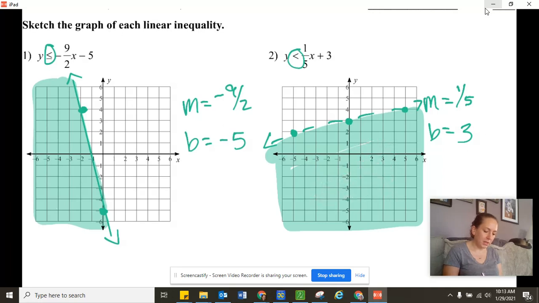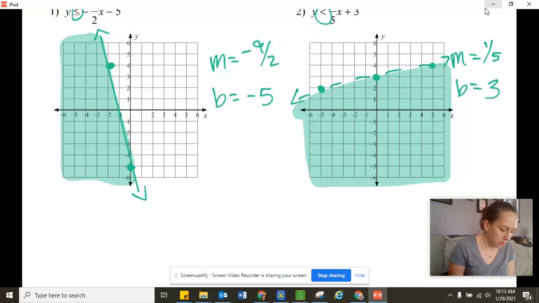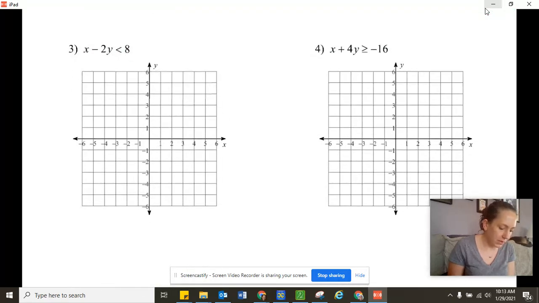So remember that this means that any point in the shaded region, if I plugged it into my inequality, it would make it true. Okay. So any point. All right. So that is when we have it already in slope-intercept form. So now I'm going to come down to these ones.